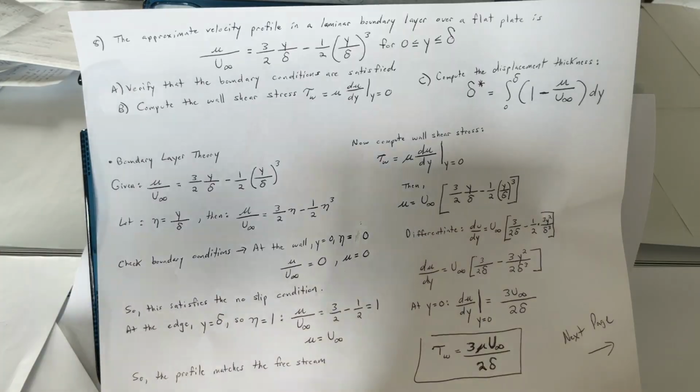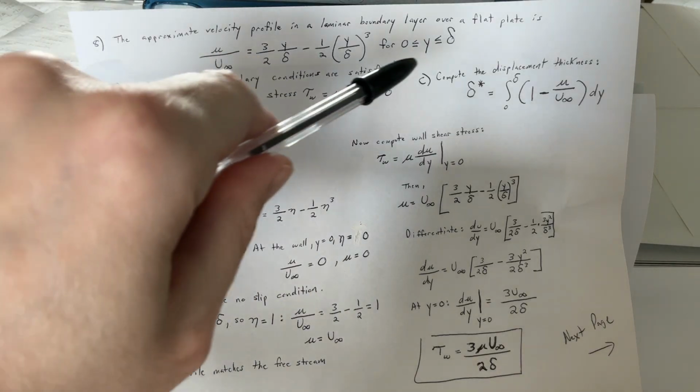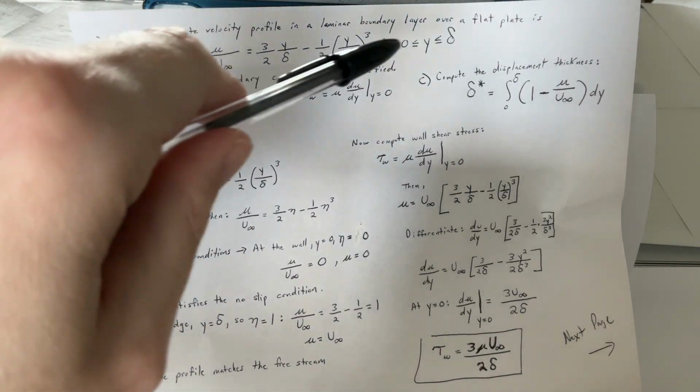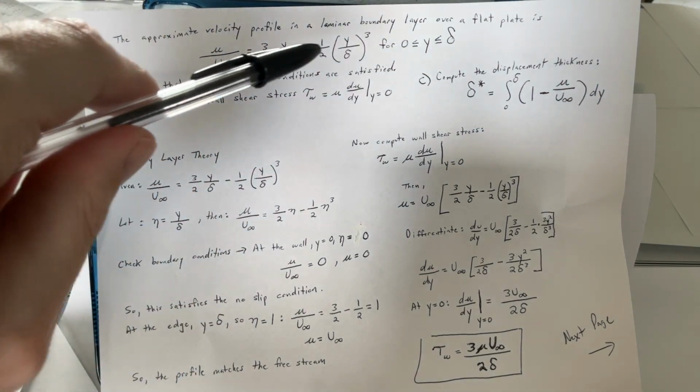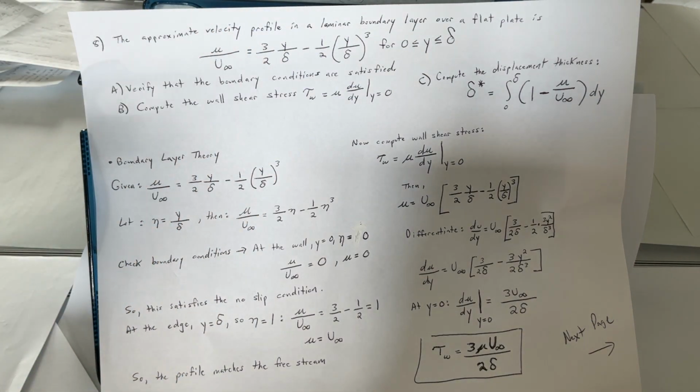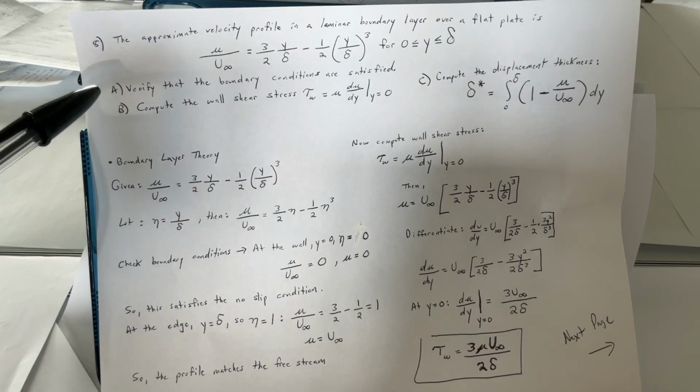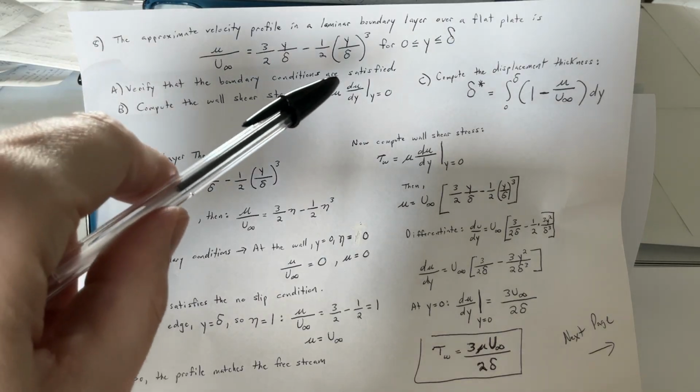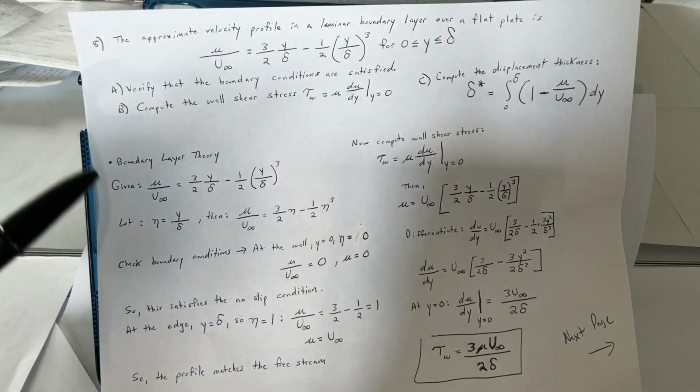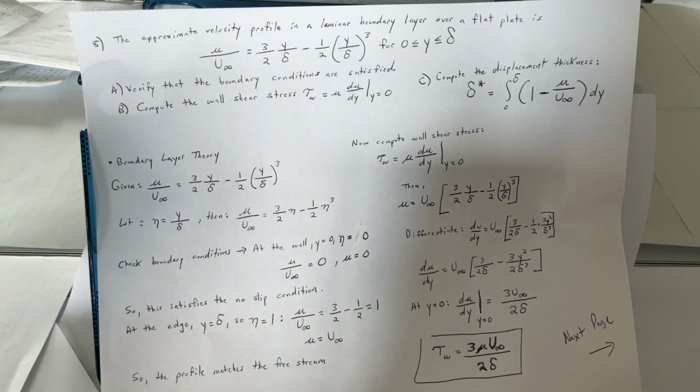Okay, number 8. Right here, we have the approximate velocity profile in a laminar boundary layer over a flat plate, given by this. By the way, those are deltas. My apologies, I do not construct good deltas. So let's do part A: verify that the boundary conditions are satisfied. Here's the boundary layer. We're going to use boundary layer theory.